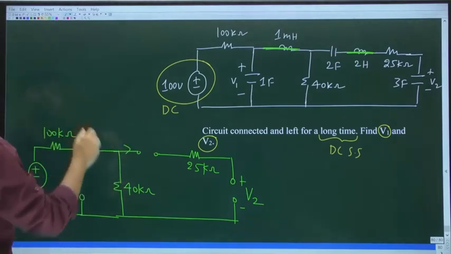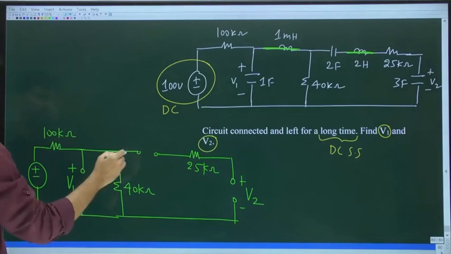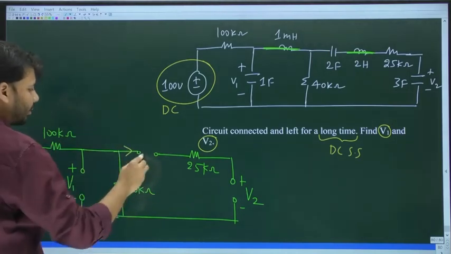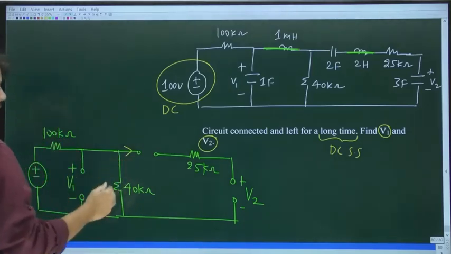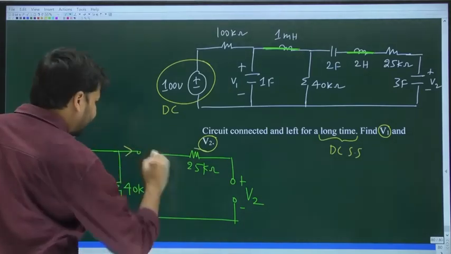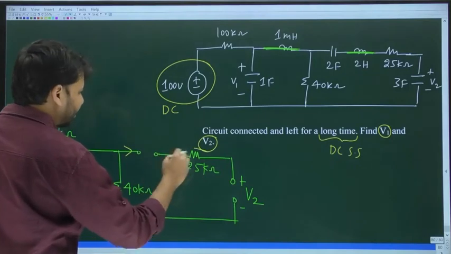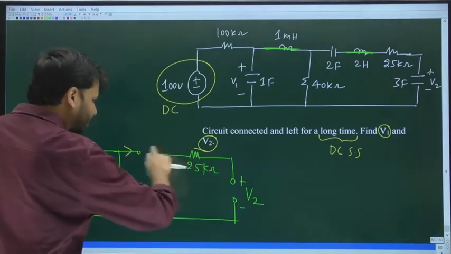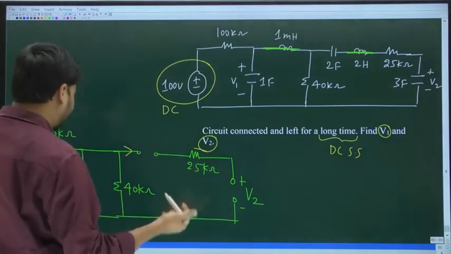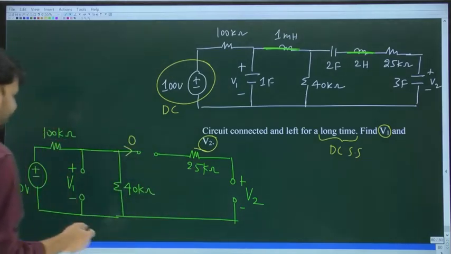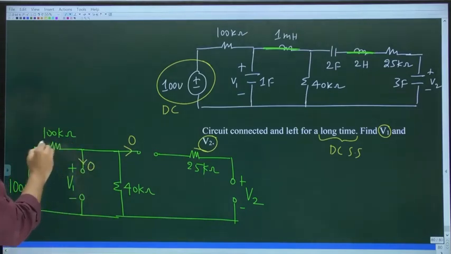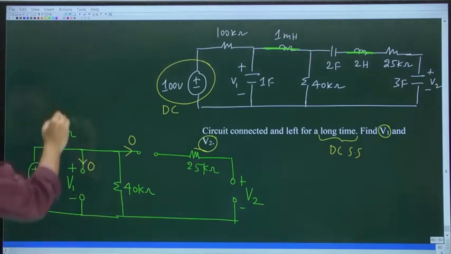Now here, what is the current in this branch? Here we have an open circuit. Through an open circuit, no current will flow. In fact, the current in this entire branch, through this open circuit and through the 25 kilo ohm, everything will be zero, because this branch contains two open circuits. So this current is zero. What is the current through this open circuit? Again it is zero.